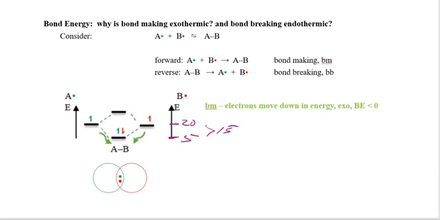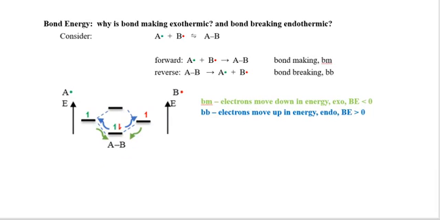To take them back up, to go back up, you'd have to add that 15 back. It's the exact same value, just the direction of whether you're adding or losing. Okay. So that's kind of what we have there. The electrons coming together to make a bond goes to a lower energy state and therefore is exothermic.